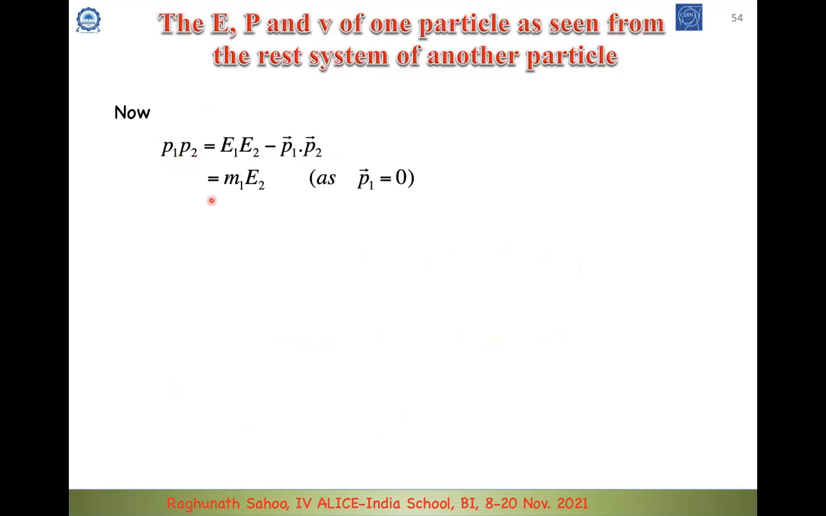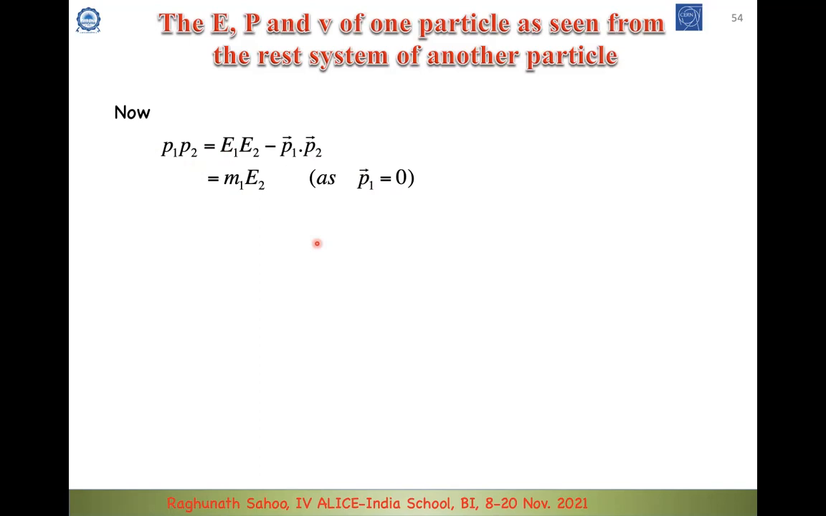So then what should I do? I should multiply the temporal components, minus p1 dot p2, and the minus sign comes from one being covariant, another contravariant. Now this term will be 0 because my p1 is equal to 0. I can write this as |p1| |p2| cos theta, and |p1| will give me 0. That is the reason the second term is 0. And what is my first term? My E1 is the square root of p1 square plus m1 square. So p1 is 0, and that gives me E1 is m1. So my p1 multiplied by p2 is nothing but m1 E2.